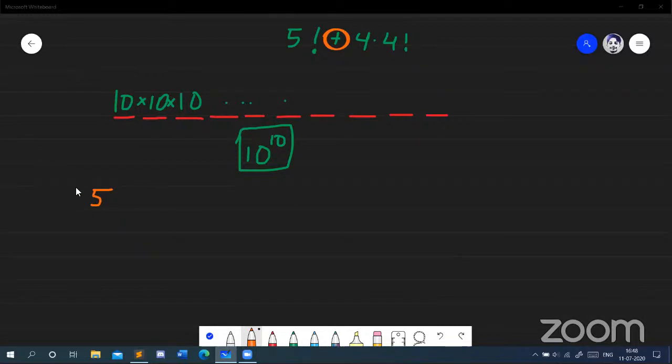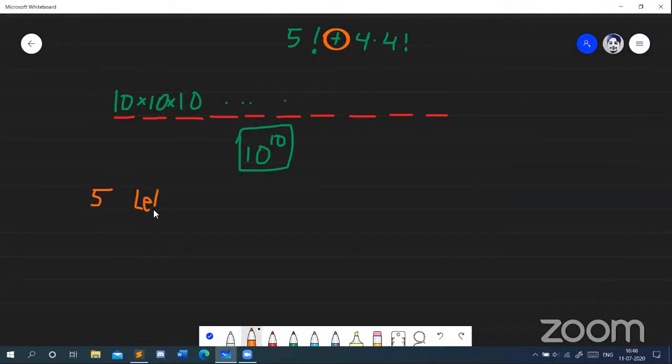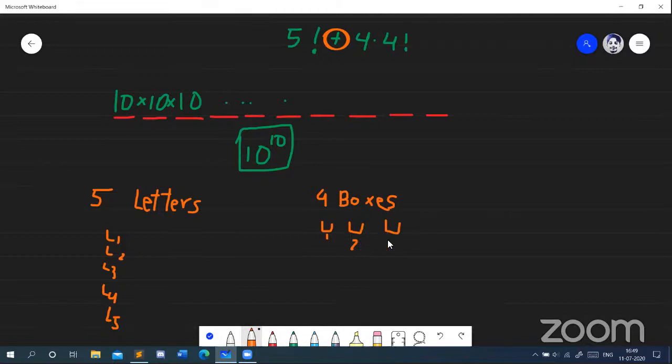So now that we're here, I have 5 letters, and I have 4 boxes. And the question is, in how many ways can I put these 5 letters into these 4 boxes? So I have letter 1, letter 2, letter 3, letter 4, and letter 5. And I have box 1, box 2, box 3, and box 4.